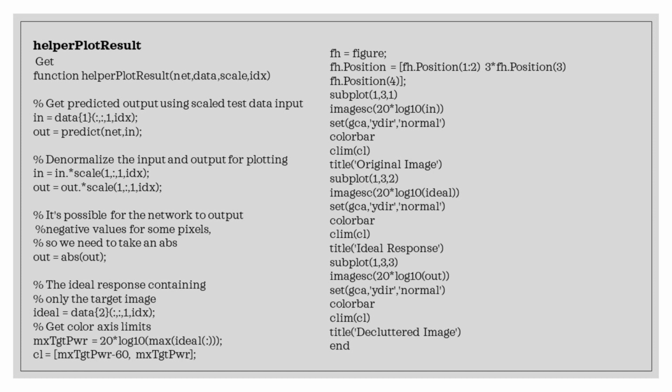Get color axis limits. mxtgtpwr equals 20 log10(max(ideal(:))). CL equals mxtgtpwr minus 60, mxtgtpwr. These lines calculate the color axis limits for plotting based on the maximum value in the ideal response. The maximum power is computed in decibels, 20 log10, and then used to set the color limits, CL, for all subplots.